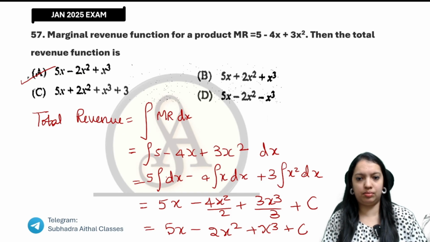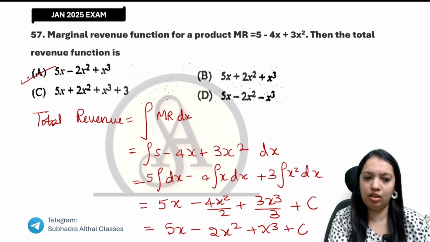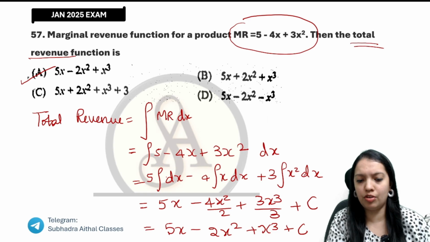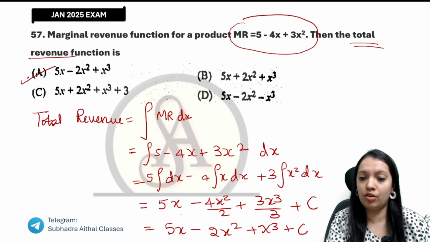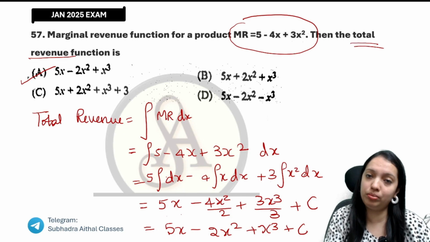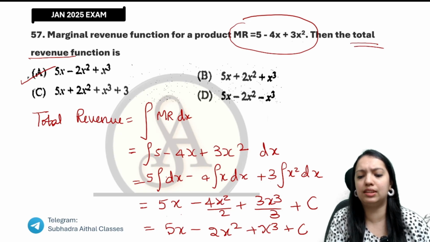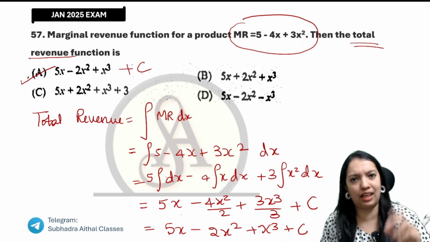Next question is from the Differentiation, Integration, Calculus chapter. You need to find total revenue. Total revenue means integration of marginal revenue. Integration of 5 is 5x. Integration of 4x is 4x square divided by 2. And integration of 3x square is 3x cube divided by 3. So your answer will become 5x minus 2x square plus x cube plus c. Ideally they should have given plus c, they have not printed it.